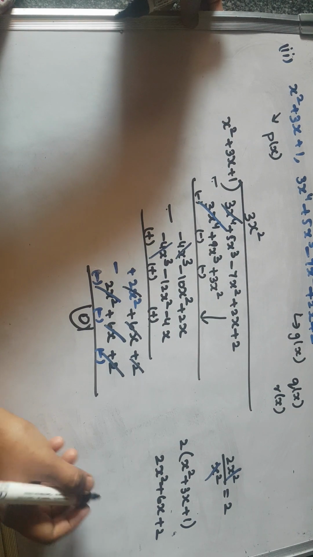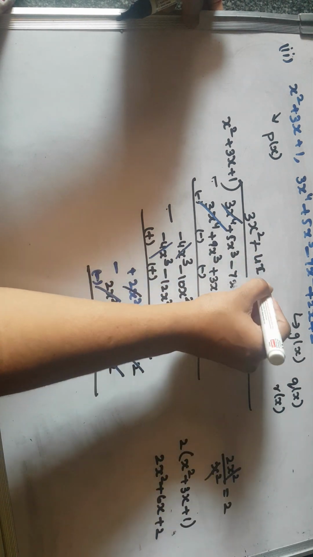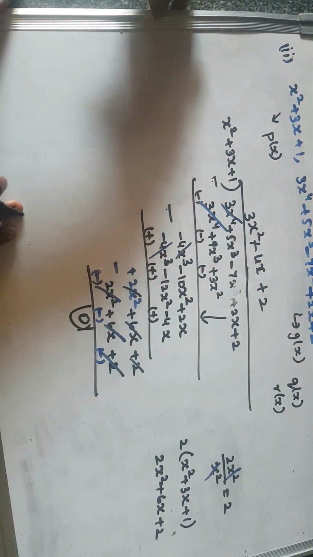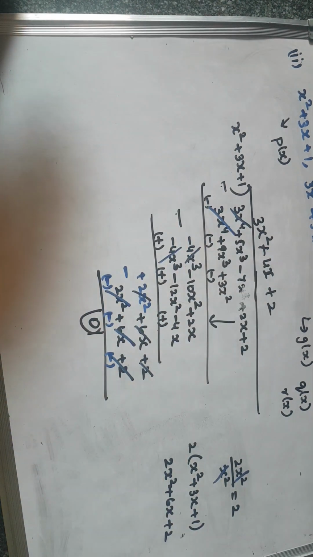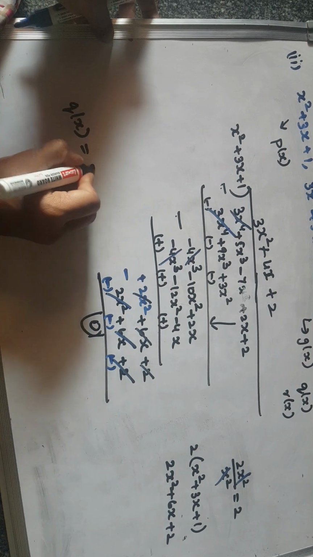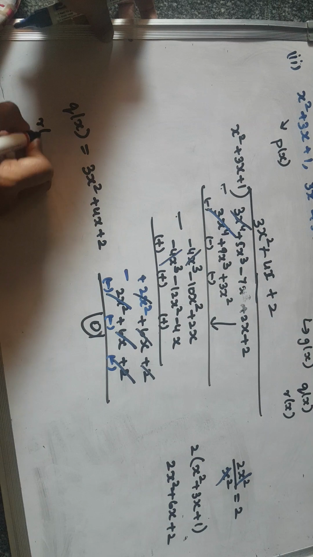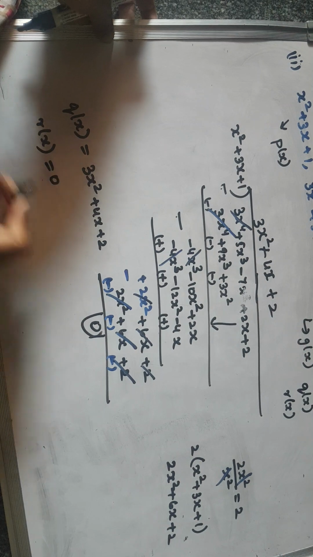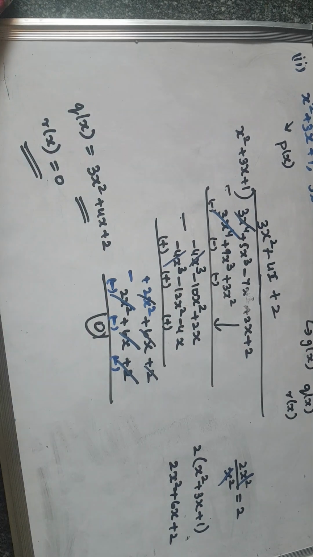Sorry, plus 4x plus 2. I did not write this here, okay. I have written now. I made a mistake here, don't worry. This is the answer. What we get is q of x equals 3x square plus 4x plus 2, and what is the value of r of x? We got 0. This is the required answer that we got here.